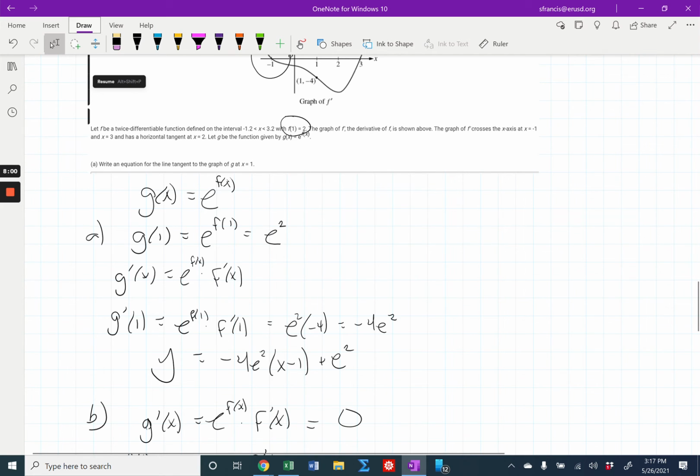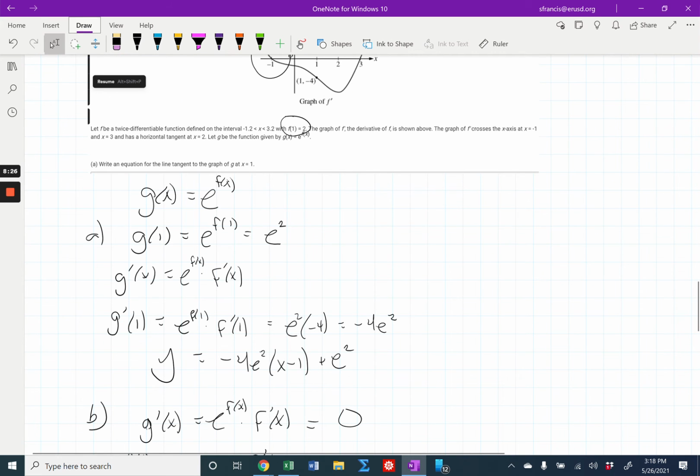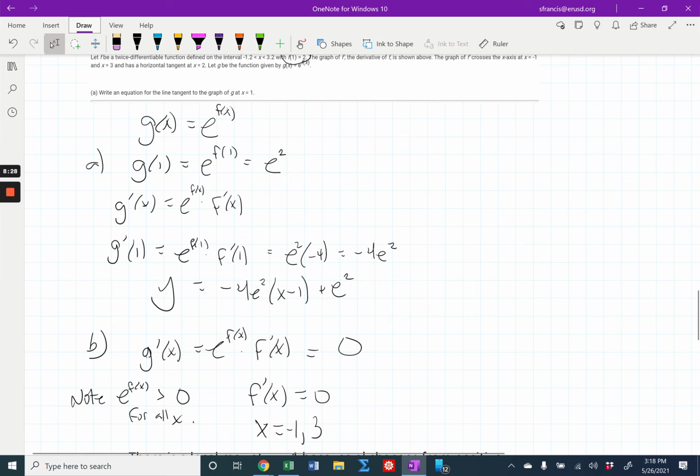The derivative of an exponential is itself, so it's going to be e to the power of f of x times, now with the chain rule, the derivative of f, or f prime. So now plug in 1. We were told f of 1 is 2, so e is going to be squared. For f prime of 1, I go up to the graph and see that at 1 the derivative is negative 4, as they told us, it's in the graph. So that means f prime of 1 is negative 4, and so our slope is going to be negative 4e squared, and then we just write the equation. I think that's a 2-point question.